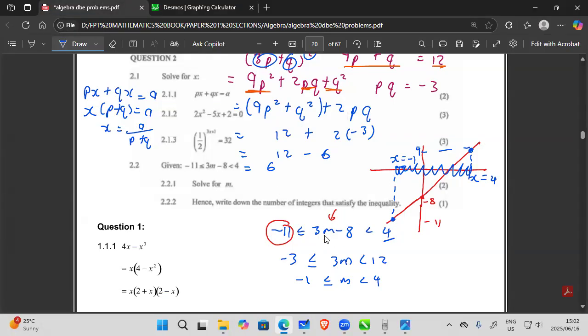What m value must I input here? What x value must I input into this function such that I output a y value that is equal to -11 or greater, right? And less than 4. So I want it to be equal to -11. That's what that bar is. But it must also be greater, and it must be less than 4. And that range of values, if I want to visualize it on a number line, will be -1 to 4.